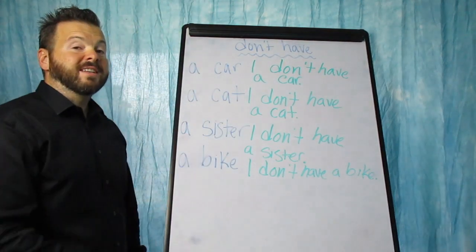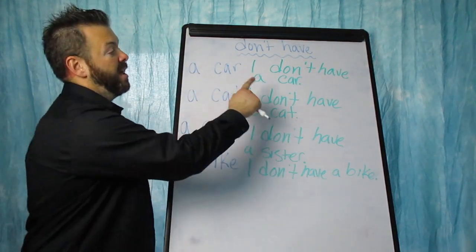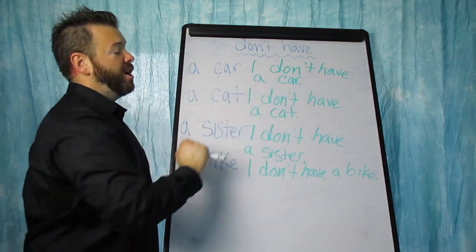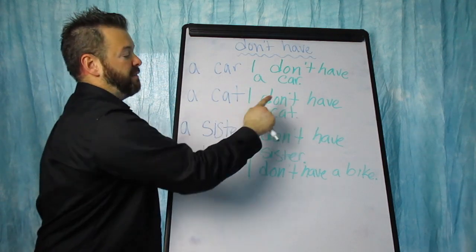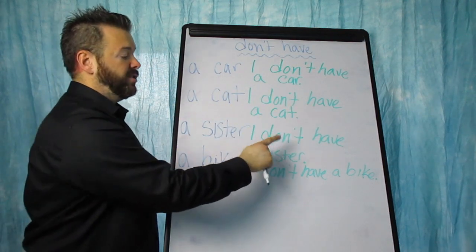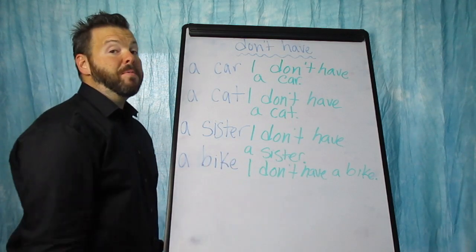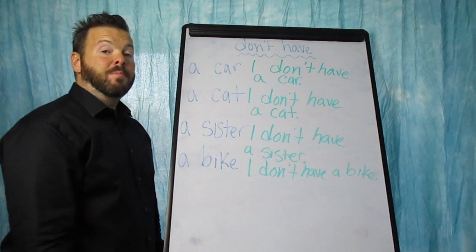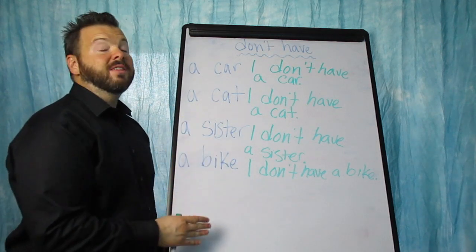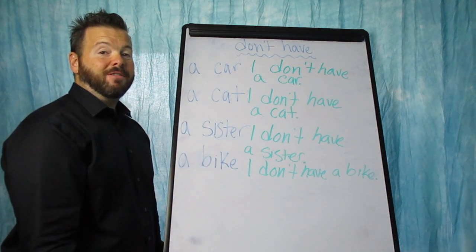Let me read all the sentences to you one more time. I don't have a car. I don't have a cat. I don't have a sister. I don't have a bike. Pause the video, write everything down, and read it to yourself.